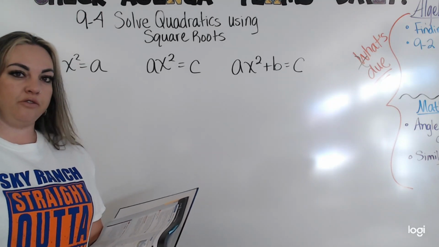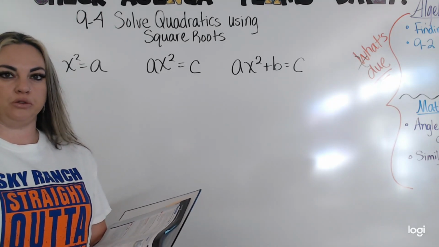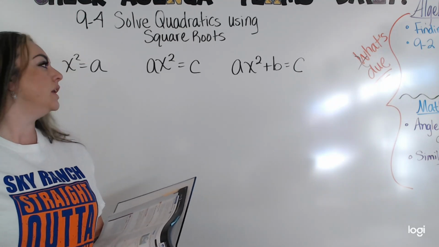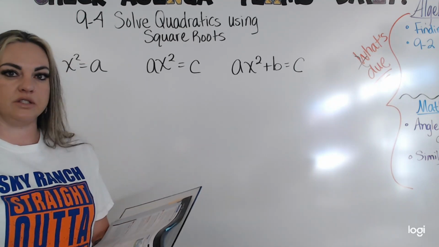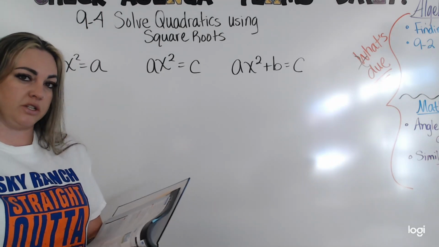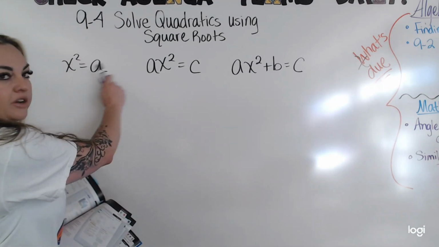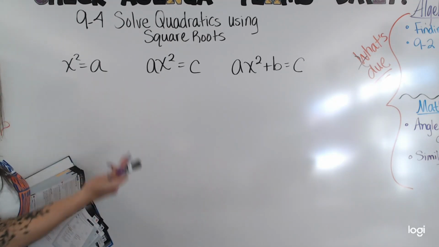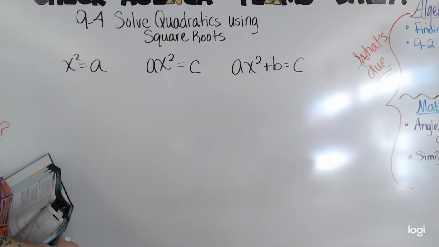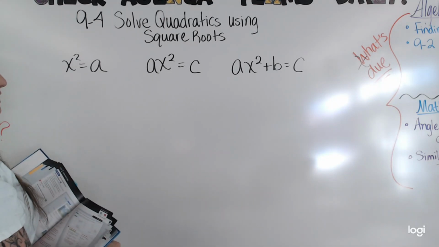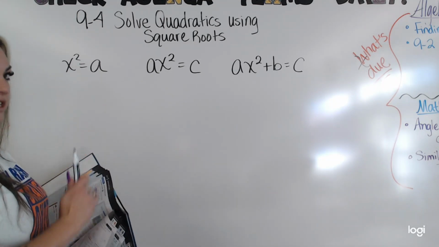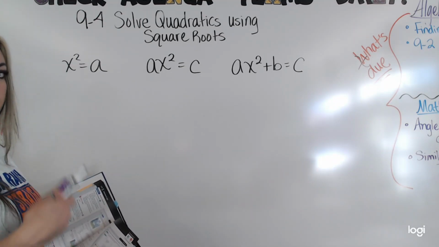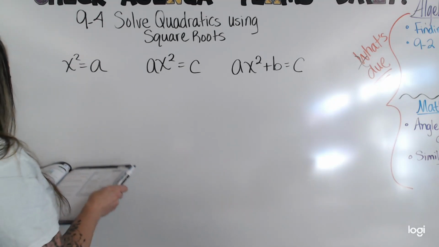So in lesson 9.4, we're going to use our square root property, or just being able to solve an equation with square roots, in order to get the solutions for x in our quadratic equations. So we're going to look at three different formats. The first one is just when x squared equals some number. Let's do some examples of these, and then we'll put together a conjecture on how our solution will work if it's two solutions, one solution, or no solutions.